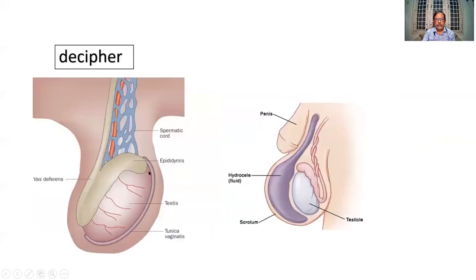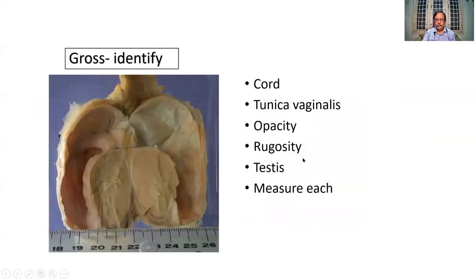The same thing over here. I would like you people to kindly appreciate the spermatic cord. And this is a hydrocele sac over here. This can be a specimen for you people. In this, I'm finding various structures such as the cord. There is a tunica. This is a thickened tunica that I'm seeing. Opacity, it is not transparent. It does not allow light to pass through, which means it is thick.